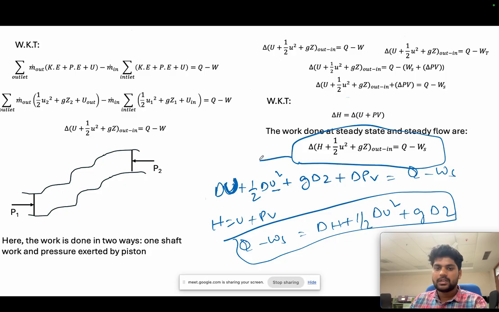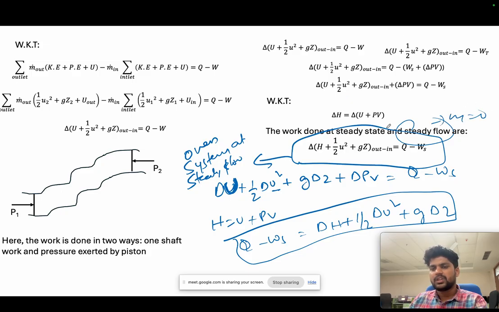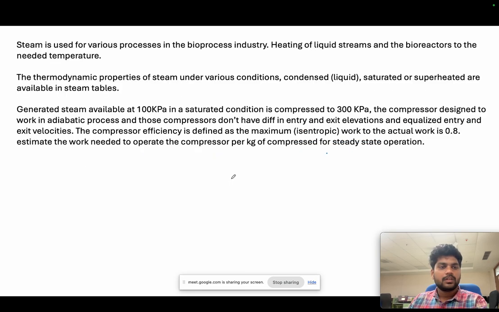The work done for an open system at steady state and steady flow. Steady flow means the mass accumulation is 0, and steady state means the accumulation of energy is 0. Okay, so then we have this equation. Are there any doubts regarding this equation? No, sir. Yeah.